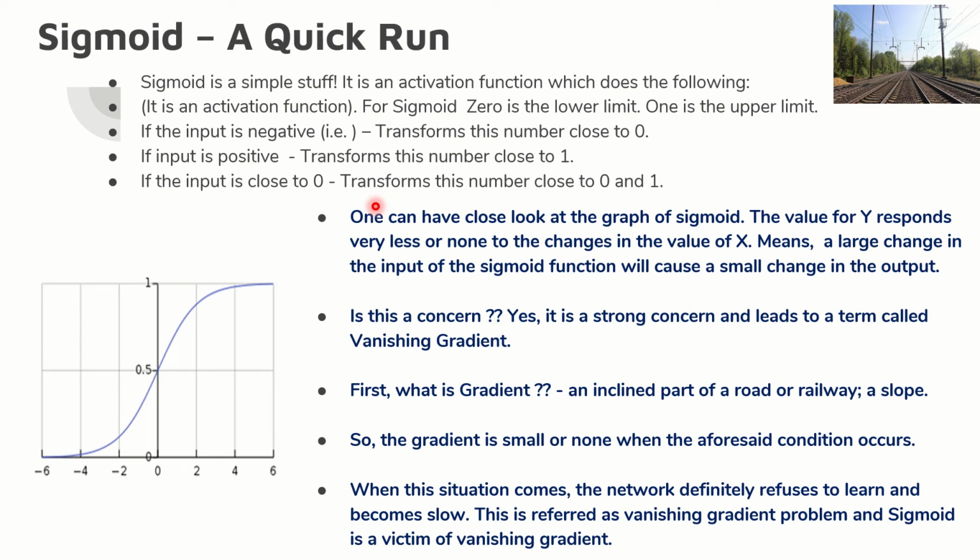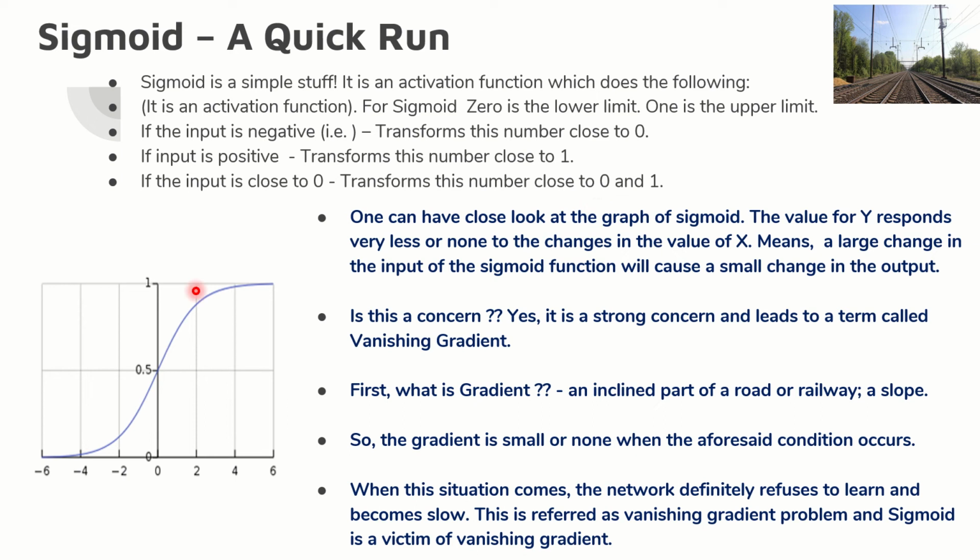That's it. We have three options. The first option, if the input is negative, I will make it as close to 0. If the input is positive, I will bring it as close to 1. If the input is close to 0, I will bring it close to 0 and 1. That's it. Now, one can have a look at the graph.